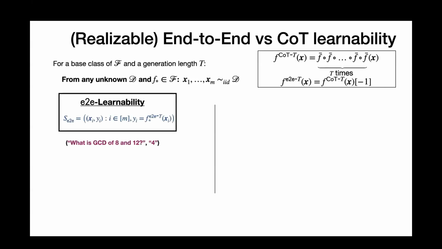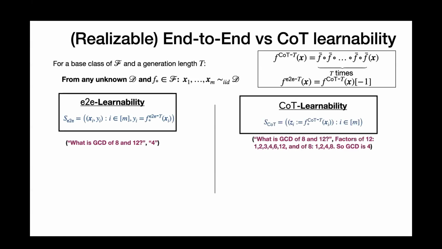And I'm going to define two setups. One is end-to-end learnability, where I just get X and Y pairs without observing the chain of thought. And Y is my end-to-end mapping. So you can think of this as I get a question and then I directly get the final answer. I keep this chain of thought hidden from you. And one is COT learnability, where I also tell you what the question is, what the final answer is, and also I tell you the entire chain of thought in between.